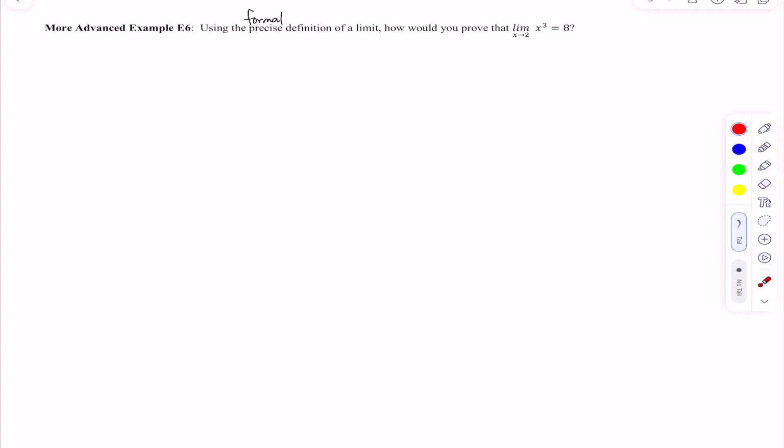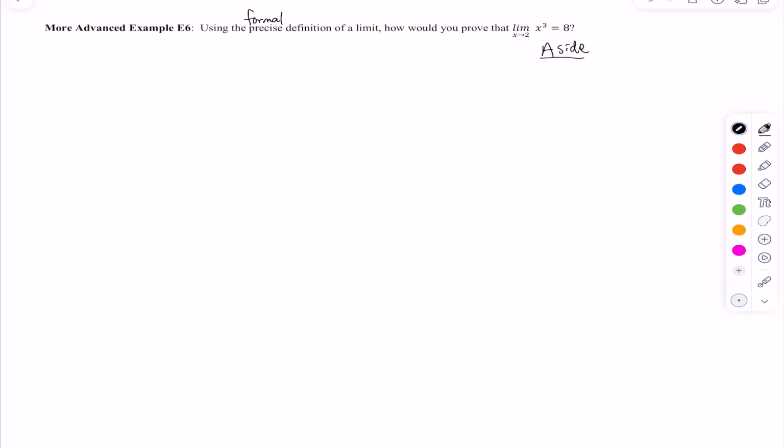Here's another example of a limit, and this limit, or I should say this function, is nonlinear. How can we use the formal definition of a limit to prove that the limit as x approaches 2 from both sides of the function x cubed is in fact equal to 8? Once again, we start backwards by doing some very important scratch work.